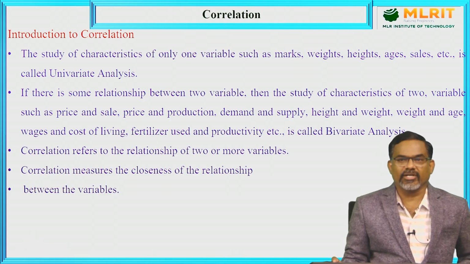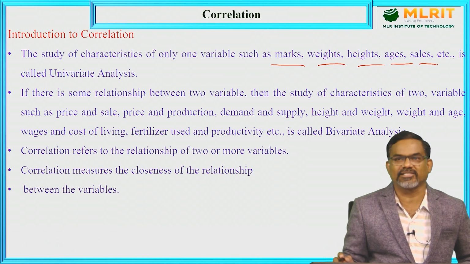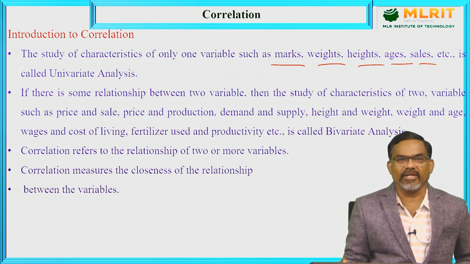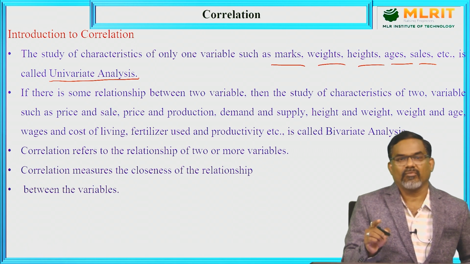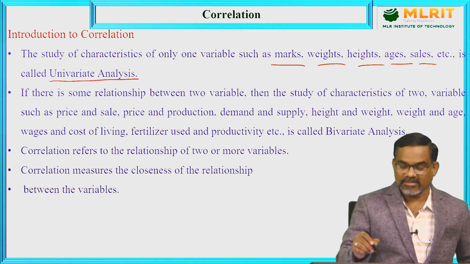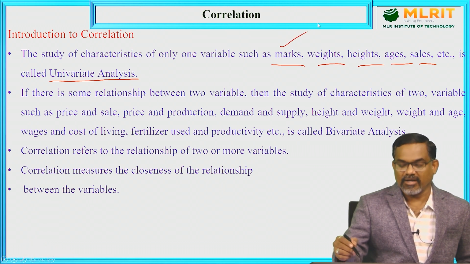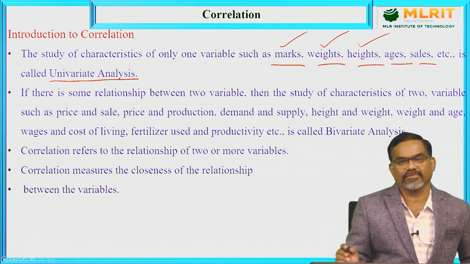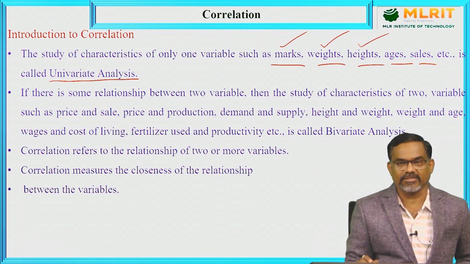Now, coming to the introduction part, the study of characteristics of only one variable such as marks, weights, heights, ages, sales, etc. is called univariate analysis. So, the study of characteristics of only one variable. In that case, we deal with marks of students or weights of some persons or heights of some persons. We deal with only one variable, that is called univariate analysis.